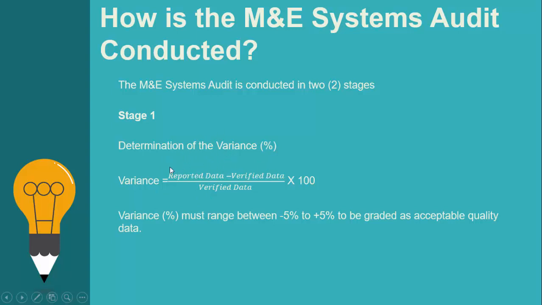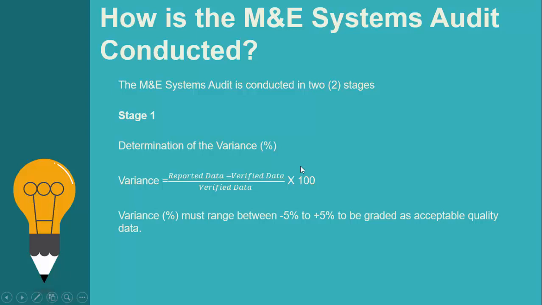So after you verify, let's say they reported to you that 50 trainings had been conducted, but you go down to verify whether indeed it was 50. You find out that, okay, instead of it being 50, it should have been 45. So that verified data is what you put here. The reported data is what you put here. You subtract and find a percentage.